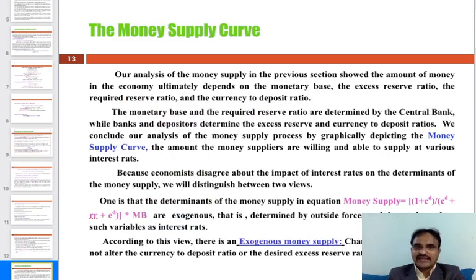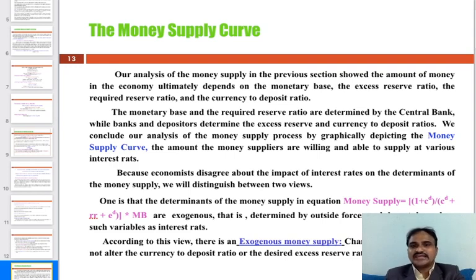So according to these factors, we can now discuss the money supply curve. Our analysis of the money supply in the previous section showed that the amount of money in the economy ultimately depends on the monetary base, the excess reserve ratio, the required reserve ratio, and the currency to deposit ratio.